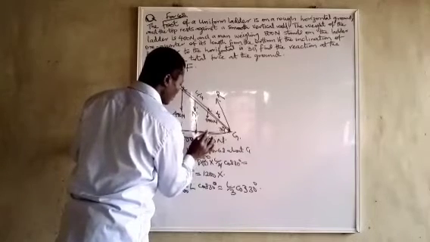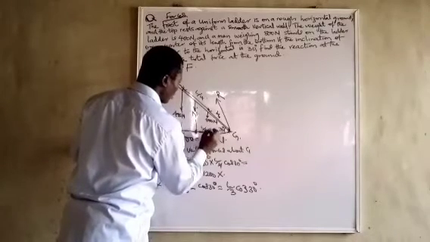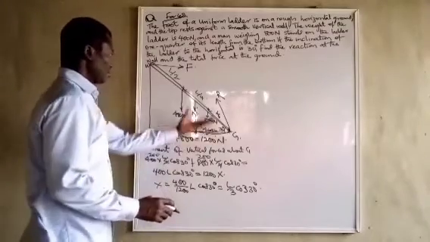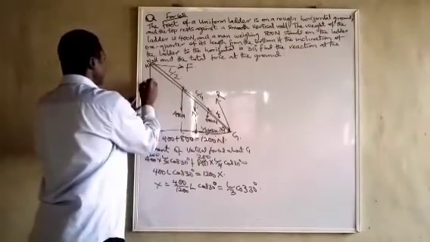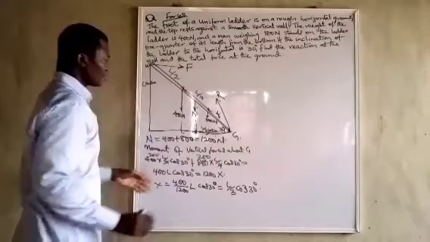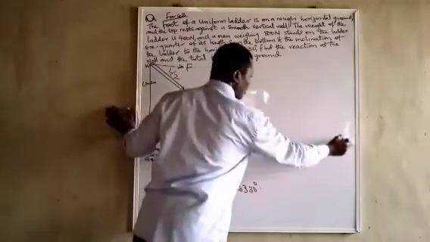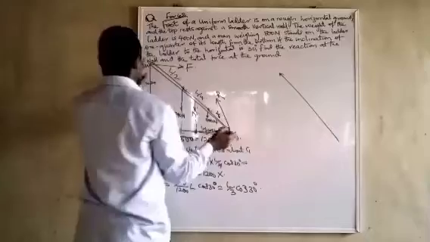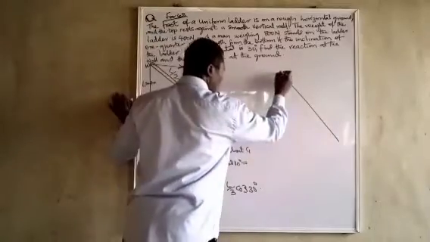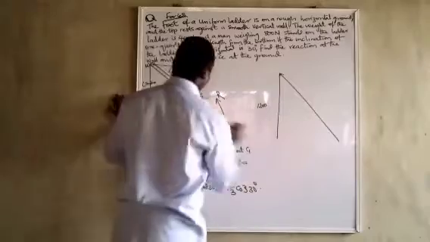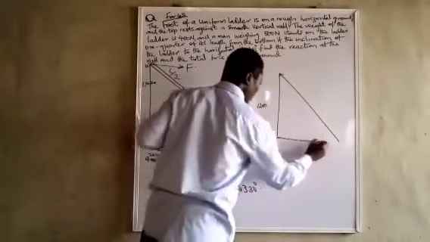L over 3 cos 30. Now if we want to draw this diagram, you know that this place is L sin 30. Let's now draw the diagram. We know what this is. So this one will go like this. R will go like this. This will go like this. This is 1200. And this one will be like this.